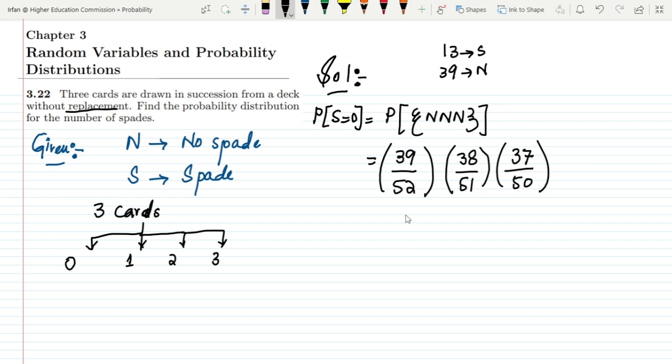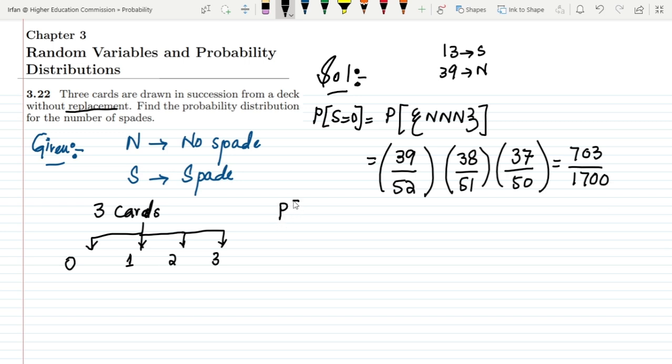So these have to be multiplied together, and when I multiply them, I will get 703 divided by 1700. Okay, so this is for S equal to 0.